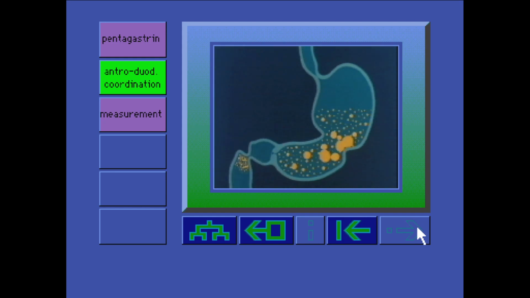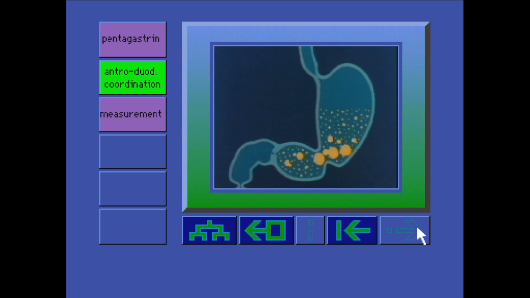Let's also mention that the pylorus starts to contract ahead of the antral wave, that is, about 3 seconds before the contraction reaches and closes it completely. This pyloric precontraction will increase the grinding effect of the antral wave.